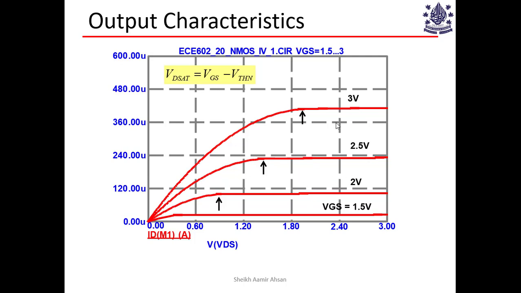Another observation that we made in these characteristics is that the saturation current given by this expression over here doesn't increase linearly with VGS minus VT. Instead, it goes as a square. You see that the characteristics are fairly closely spaced here, but here they are spreading away from each other. So more or less a square behavior. If we had 3.5 or 4 volts, this would have been at an even higher value.